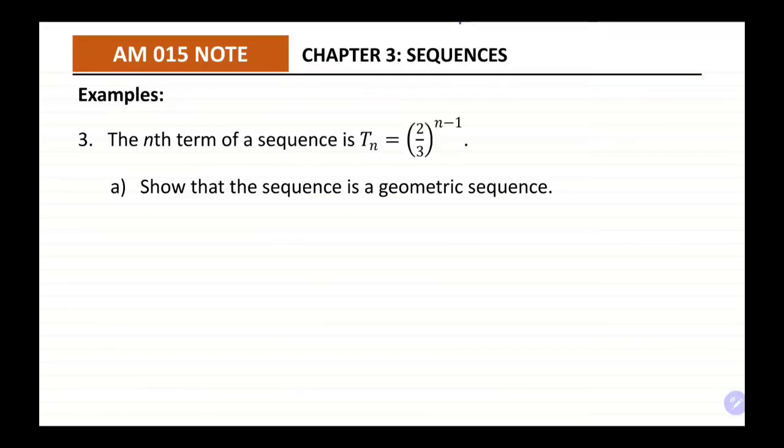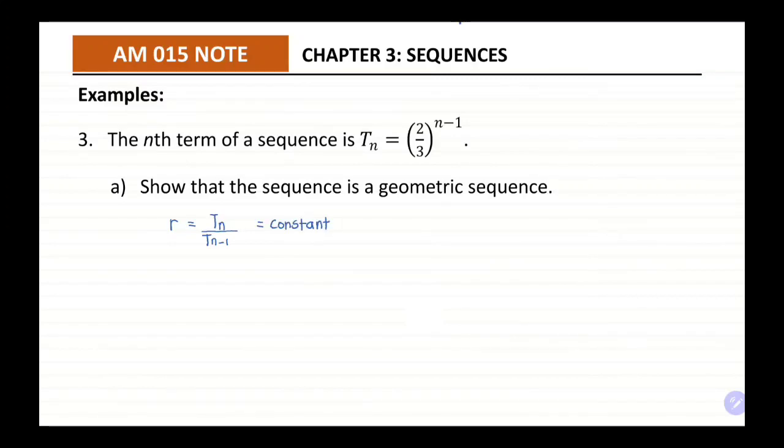Question number 3. The nth term of a sequence is Tn equals 2 over 3 to the power of n minus 1. First question, show that the sequence is a geometric sequence. Okay, to show this sequence is a geometric sequence, we use the formula for r. r is Tn over Tn minus 1. We must show that the value of r is equal to a constant. Constant means a number.